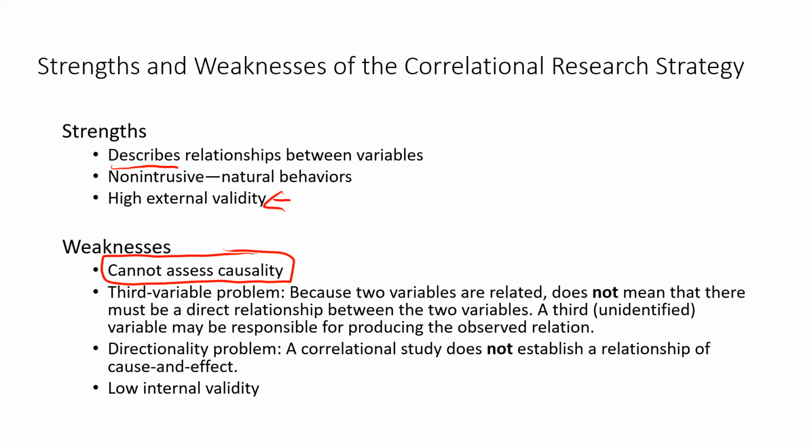However, there's another big weakness, and that is the third variable problem. Just because two variables are related doesn't mean that there's a direct relationship between them, as we've said before. It could be a third unidentified variable that's responsible for producing the observed relationship, which we will start looking at in the next slide. There's also a directionality problem. Again, it doesn't demonstrate cause and effect. So you've got a predictor variable and a predicted variable, but the predicted variable could actually be causing the predictor variable. As a result, even though we've got high external validity, we've got low internal validity.